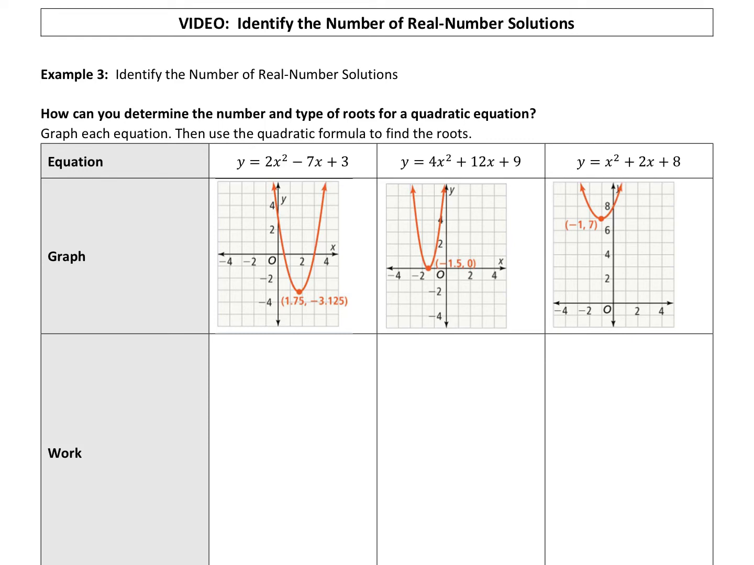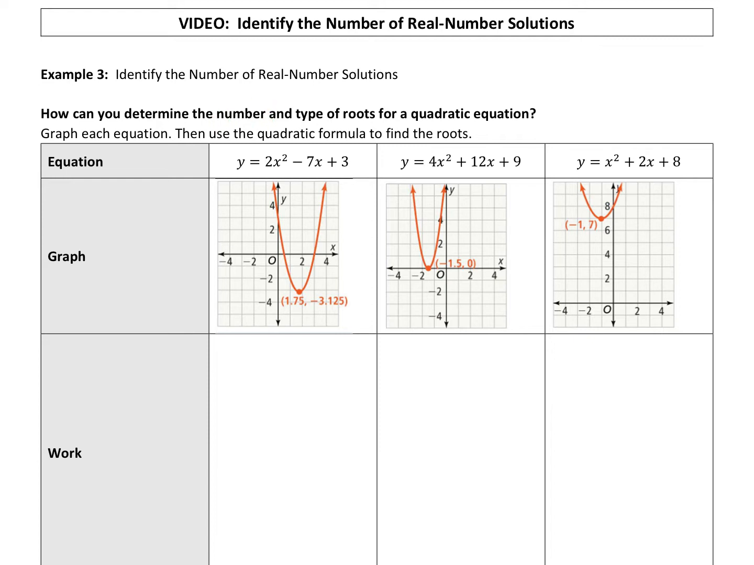In this next example, we are going to work on identifying the number of real number solutions. So we have this chart to fill in, which will help us answer this question. How can you determine the number and type of roots for a quadratic equation? Type of roots, it could be a real number, it could be a complex number, which would involve i. So that's what we mean when we say type, and then the number, how many roots are there?